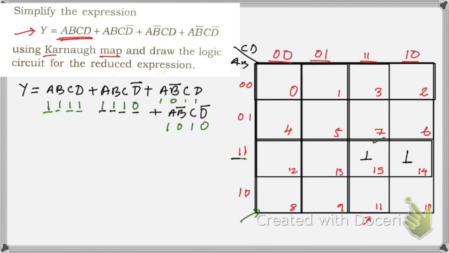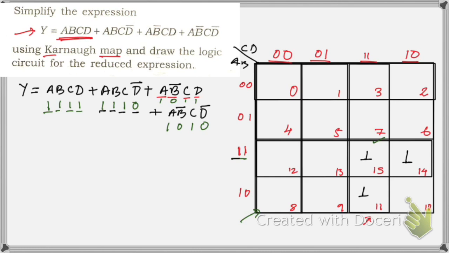Then next one, A B complement C D. So this is A, this is B complement, right? Then C D, this is C, this is D, right? So what will be the corresponding square? So come to this and this, so then it's gonna be 1, right?